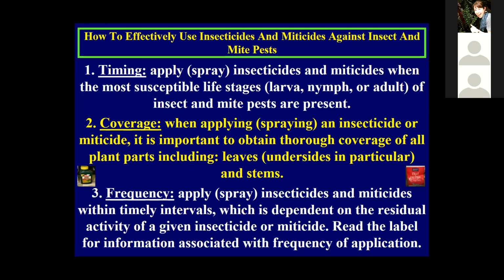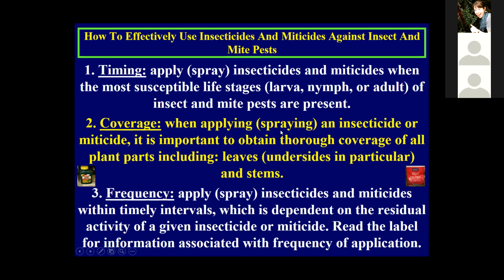Okay, when you're using insecticides and miticides, you need to remember 3 concepts. Timing. You'll want to apply your insecticides and miticides when the most susceptible life stages, this includes larvae, nymph, or adult, are present. The pupal stage and the eggs, in general, are resilient. Most insecticides and miticides out there will not kill those 2 life stages. So you want to make sure you got larvae, nymphs, or adults present.